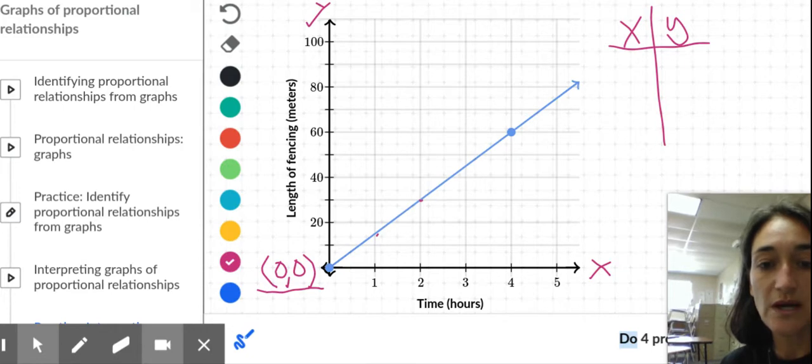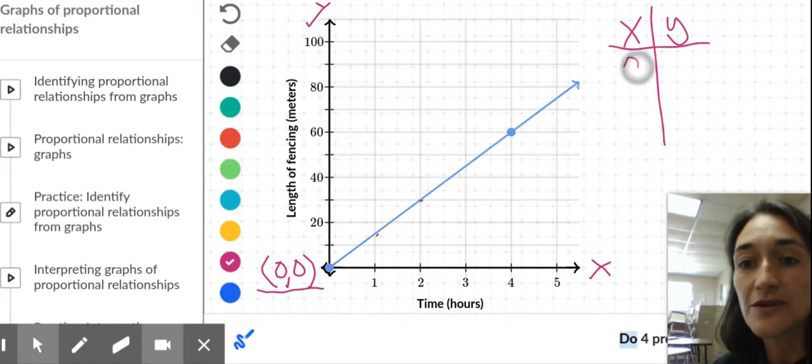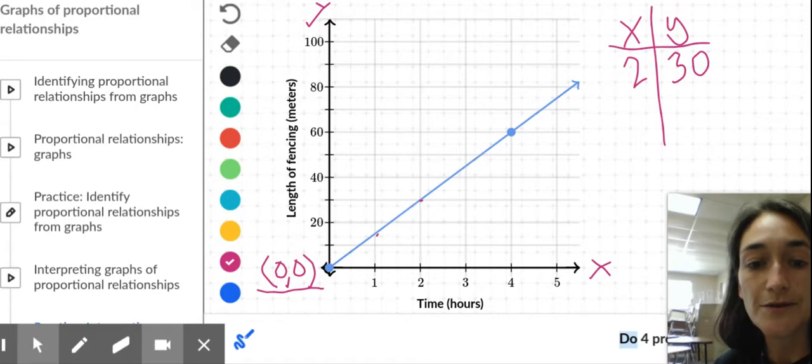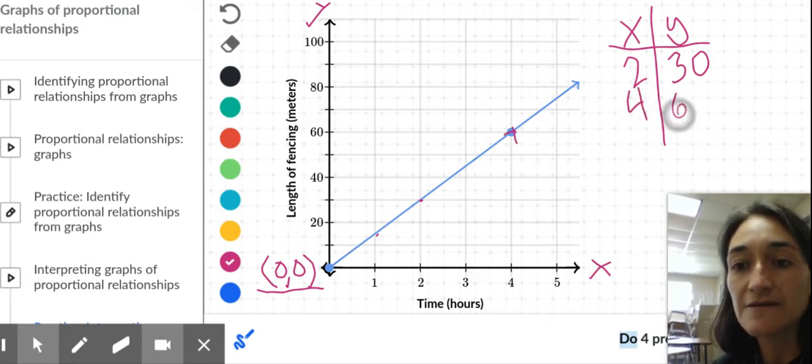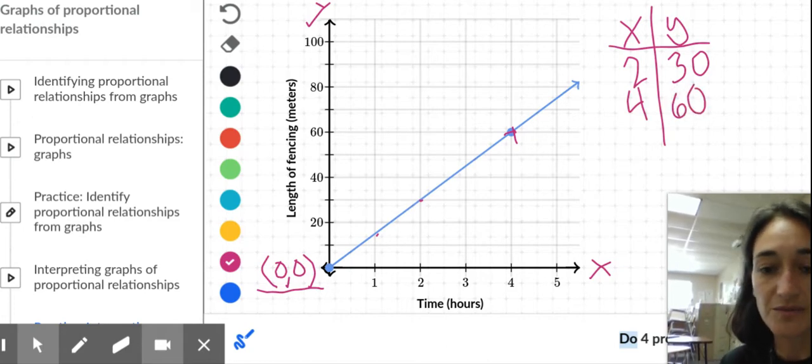So you can see at 2 hours, it is exactly on the line that marks 30. So for the X, which is the time, I'm going to say 2. And for the Y, which is the distance in meters, I'm going to say 30. If I continued over to the next point where they actually cross lines, where the dot is, you can see that at 4 hours, you are going to have 60 meters of fencing completed.